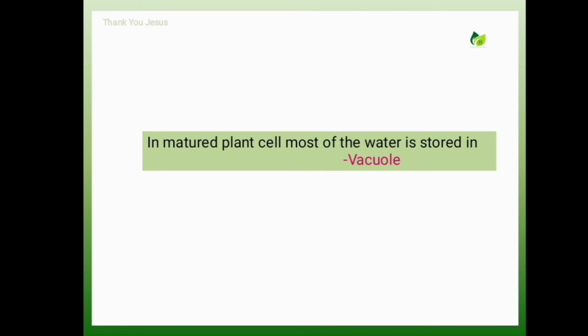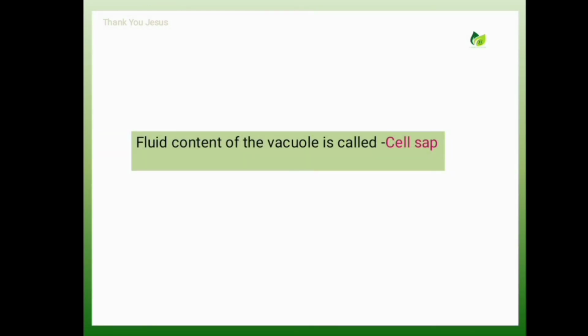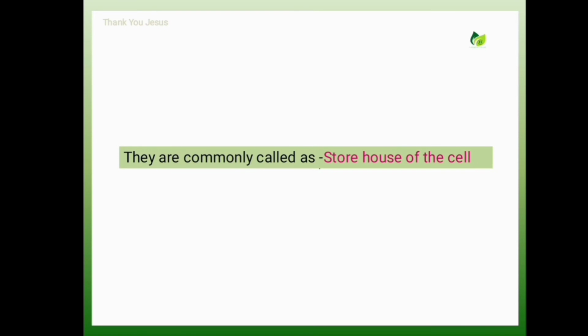Next question. In mature plant cell, most of the water is stored in? Answer is vacuole. Next question. Fluid content of the vacuole is called as? Answer is cell sap. Actually, cell sap contains 98% of water. And also cell sap is a non-living content of the vacuole. Next question. Vacuoles are commonly called as the storehouse of the cell or storage bags of the cell.